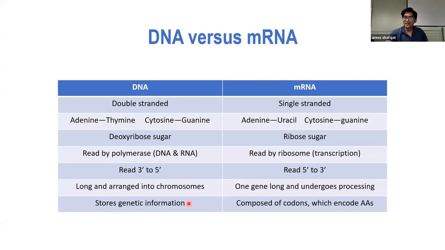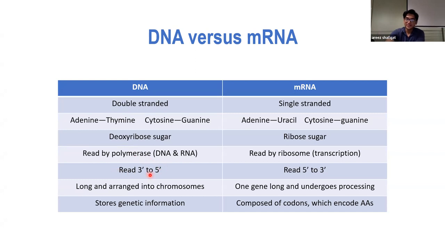Now, again, these are just some differences between DNA versus RNA. DNA is double-stranded, RNA single. RNA contains uracil instead of thymine. RNA comprises ribose instead of deoxyribose in DNA. mRNA specifically is read by ribosomes. DNA is read by polymerases: DNA polymerase, which causes replication, or an RNA polymerase, which causes transcription.